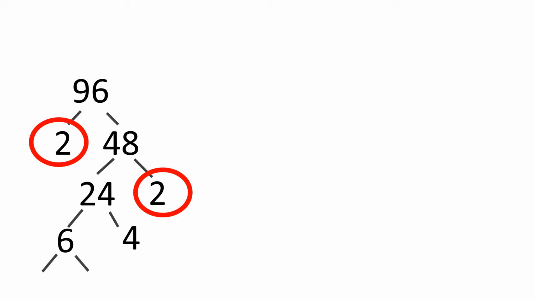So let's take number 6. It's going to be 2 times 3. Both of them are prime numbers, we'll leave them alone. And number 4, we got 2 times 2.